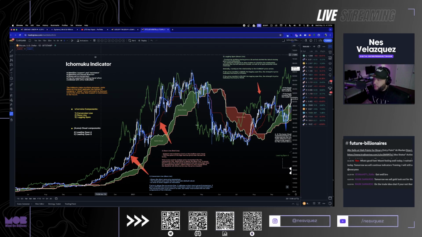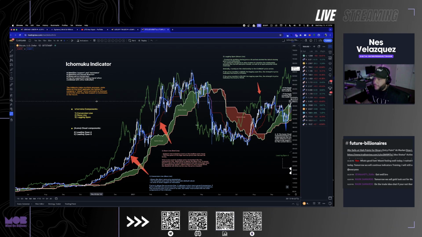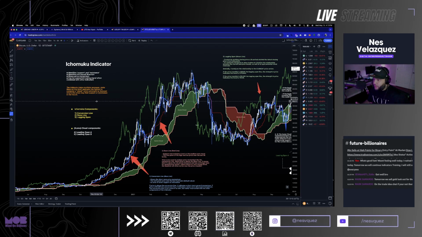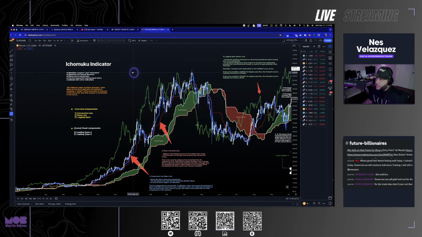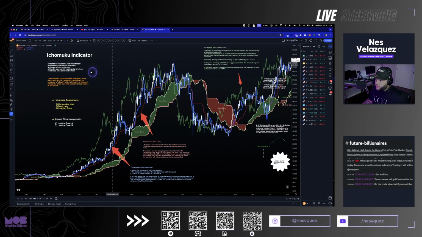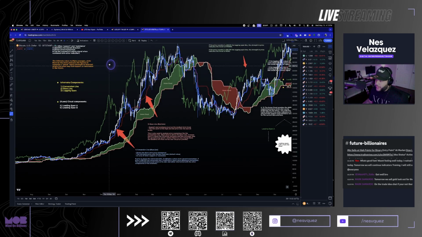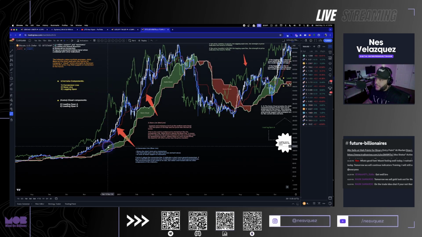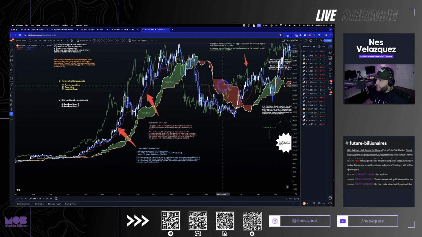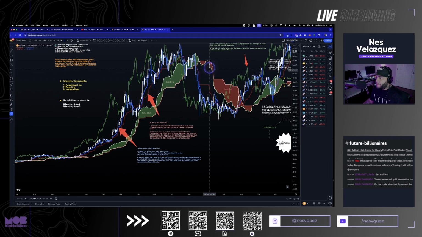So Ichimoku components, you have the conversion line, the baseline, and the lagging span. The Kumo, all right, cloud components is leading span A and leading span B. So we're gonna actually show the visuals over here, okay? So here's the Kumo cloud, the green one. This means the market is moving bullish. Right over here, the Kumo cloud red means the market was moving bearish, okay?